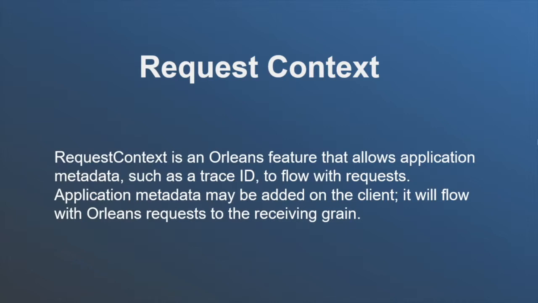And now, what is request context? Request context is an Orleans feature that allows application metadata, such as trace ID or whatever we need to pass, to flow with the request to the receiving grains, even to the chain of receiving grains. So we can trace the request. The feature is implemented by a public static class, RequestContext, and this class exposes two methods, Get and Set. And now let's dive into it.